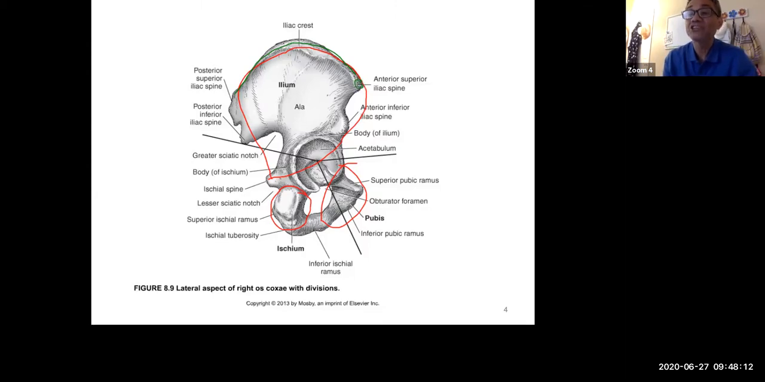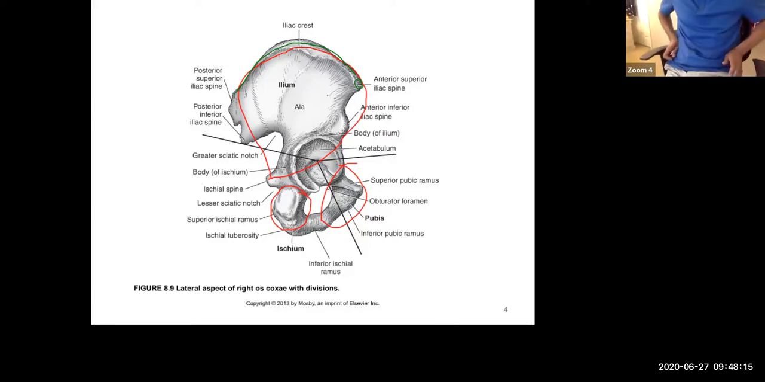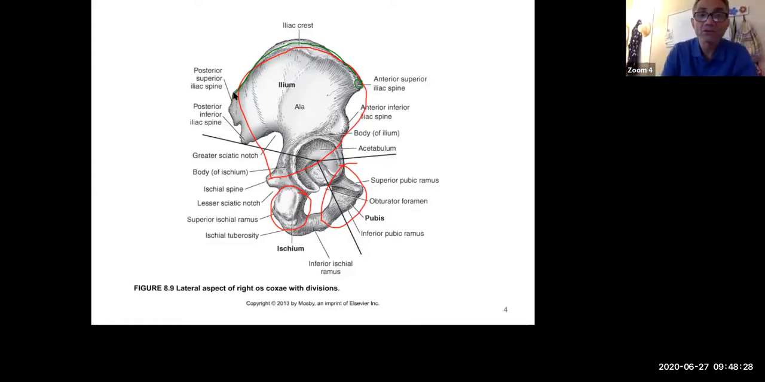If you move toward anterior, you will see a small bumped area. If I move toward anterior and I put my finger over here, this is the anterior superior iliac spine. If you go to the opposite, toward posterior, you will see what? The posterior superior iliac spine. Go further down from both, and you will see the anterior inferior iliac spine and posterior inferior iliac spine.